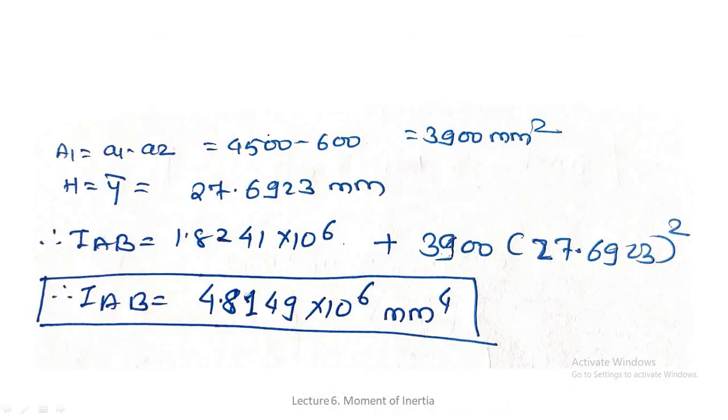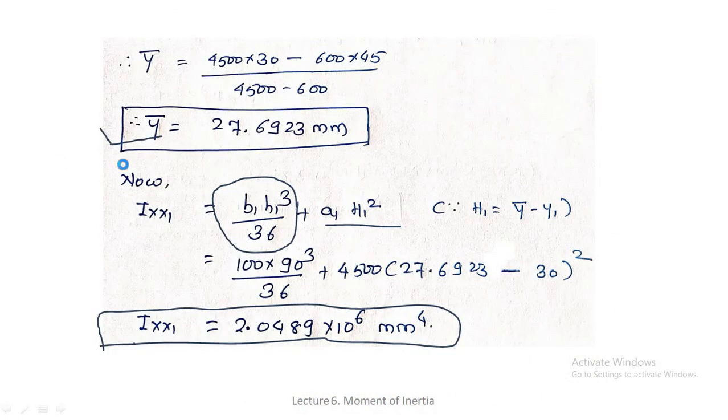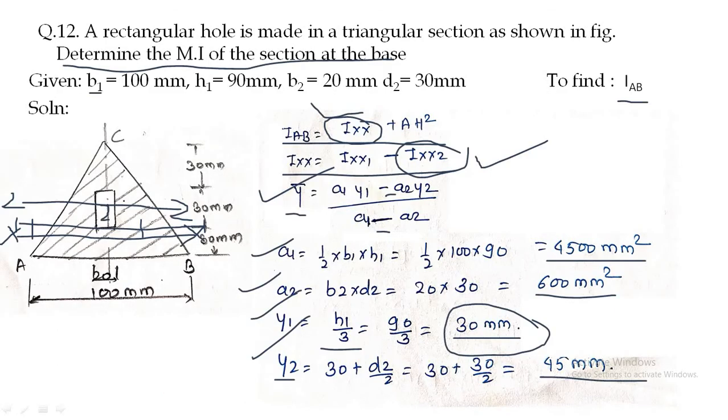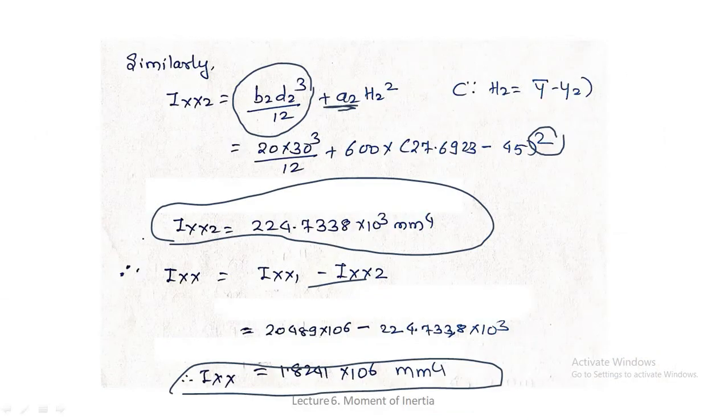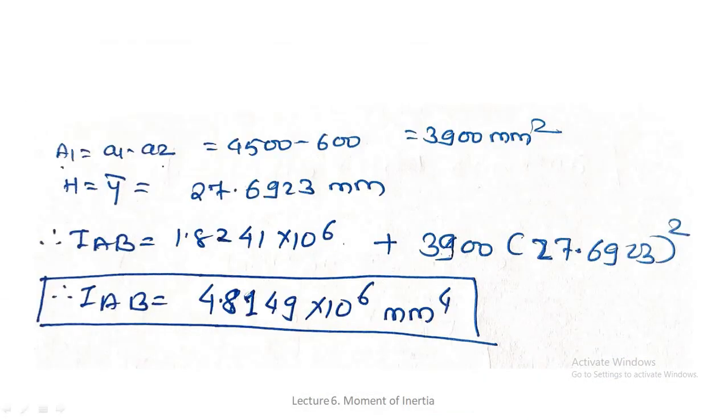So what are A and H? A is the area of the total plane, that is, the area of this remaining plane. So it is the area between the triangle and the rectangle, the remaining area. We have taken it as A1 minus A2, which is equal to 4500 minus 600, so that is equal to 3900 mm square.